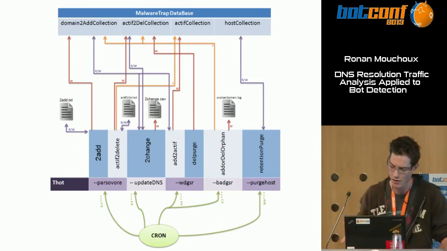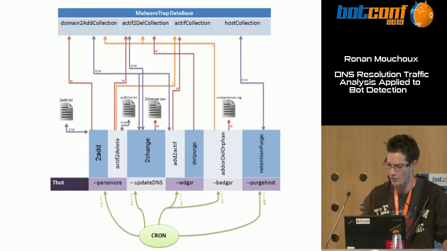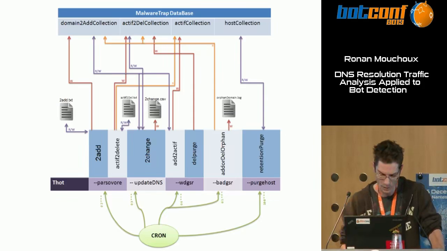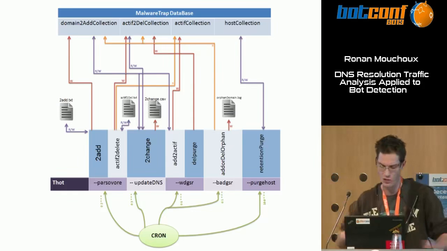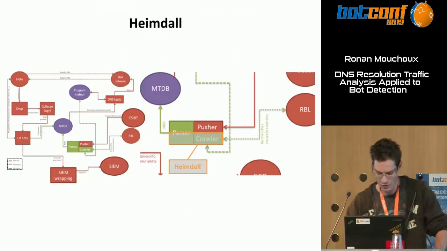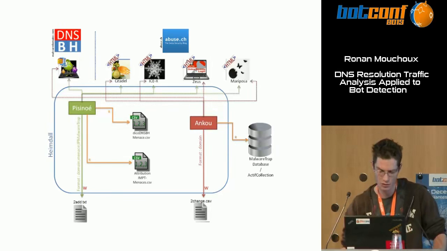Active collection stores the domain currently under surveillance, and host collection is a backup of the log sent to the SIEM. And we have the script with several parts which interact with the malware tab database. Then we have the script Heimdall, which crawls DNS reputation blacklists. So in this case, 2.